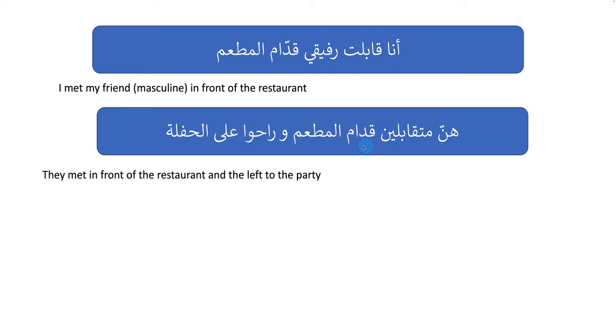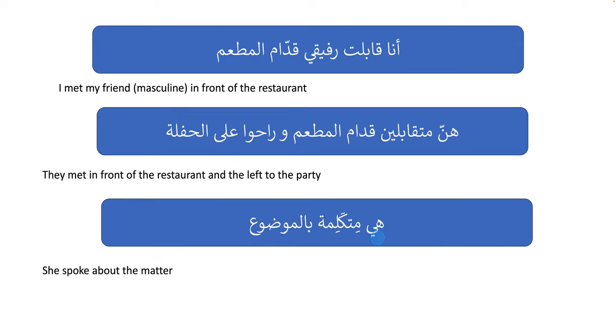هن متقابلين قدام المطعم وراحوا على الحفلة. So here we've got the active participle used for the plural form, and the plural form here it's هن. So they met. Now me talking about them. هن متقابلين. They met. They met in front of the restaurant and they went to the party. Whereas here in the first example I used the verb.